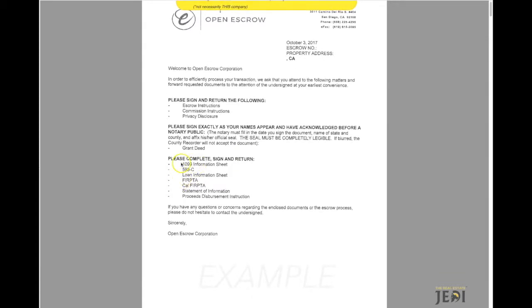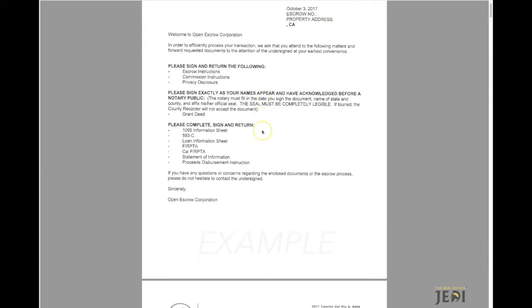Some of the documents included: 1099 information sheet, 593C, loan information sheet, FIRPTA, statement of information, and proceeds distribution or disbursement instruction. If you have any questions or concerns regarding any of these, don't hesitate to contact your escrow office. Not necessarily this one, again, this is just an example.